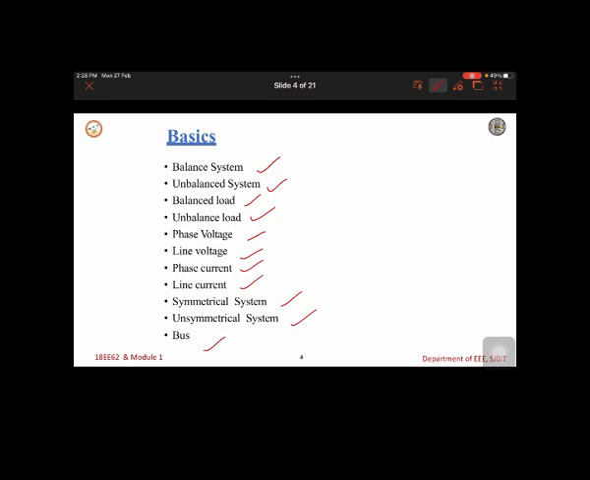Bus is an electrical equipment made up of aluminum or copper. It has to provide a least voltage drop. It is meant for connecting different power system components.